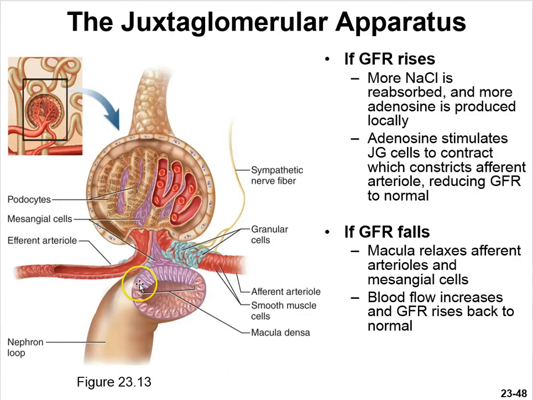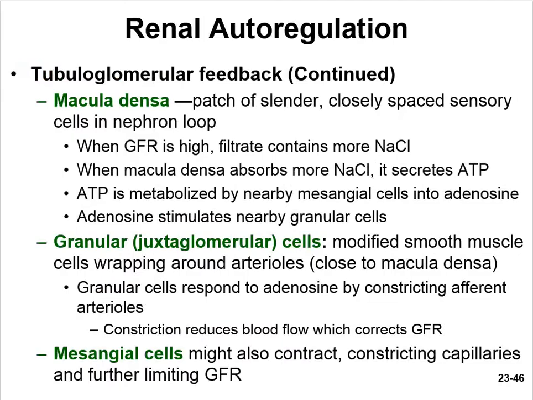We can see those cells right here in the nephron loop. When GFR is high, the filtrate contains more sodium chloride. So then the macula densa absorbs more sodium chloride, and then it secretes ATP. The ATP is metabolized by nearby mesangial cells into adenosine, and then adenosine stimulates nearby granular cells.